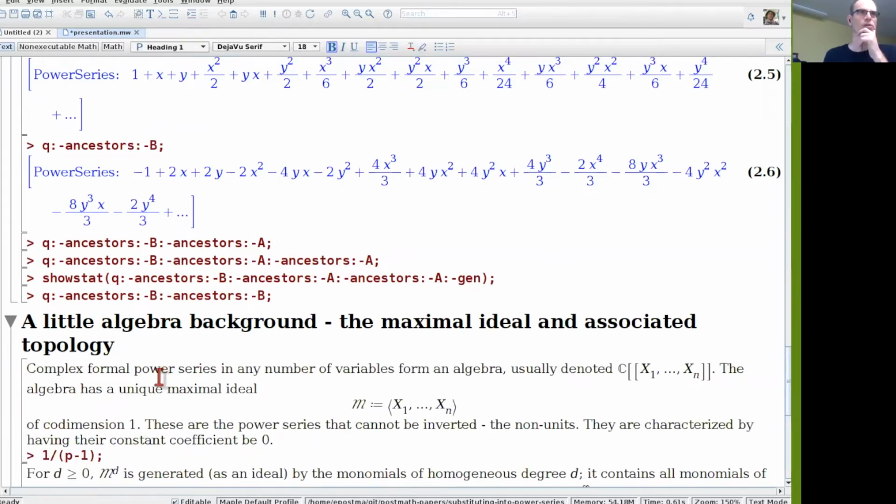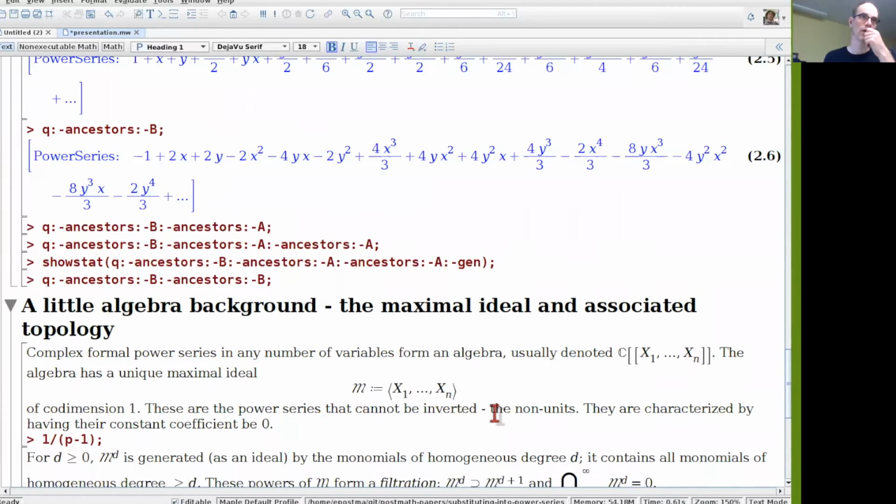So we're dealing with formal power series over the complex numbers in this package in any number of variables, and this forms an algebra, which is usually denoted in this manner with double square brackets. The algebra has a unique maximal ideal, usually called curly M, and it's generated as an ideal by each of the individual variables. And you can characterize it by saying it consists of the formal power series with constant coefficient 0. So these are the power series that cannot be inverted. So you call those the non-units.